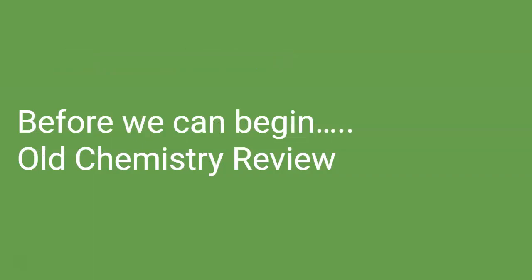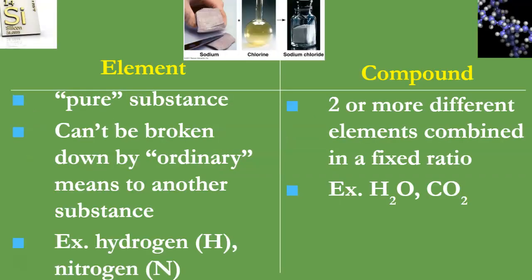Okay, so before we actually talk about biochemistry stuff, we need to figure out what you may remember from actual chemistry. There's two things, elements and compounds. Element, if you look at the periodic table, you know there's over 100 of them. It's a pure substance. It is the simplest possible form of something. It can't be broken down. So hydrogen, nitrogen, you can see in the corner, Si is silicon. All of those are examples of elements.